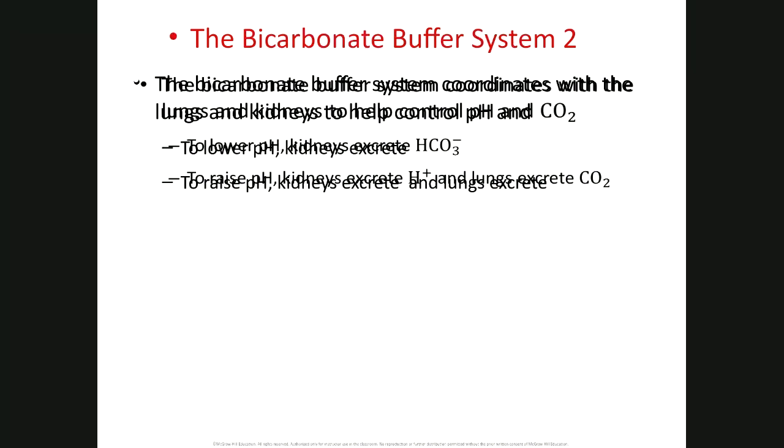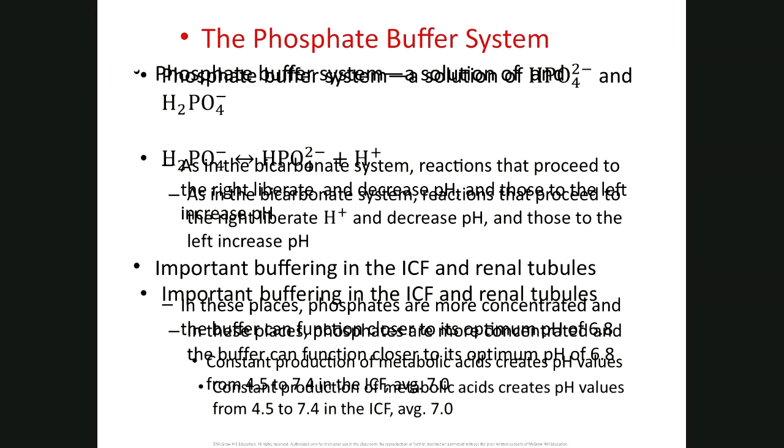Okay, now moving on, we have the phosphate buffer system. The phosphate buffer system is controlled by this equation. H2PO4 will result in HPO4 and H ions. So again, you see H ions. H ions is the acidity here.